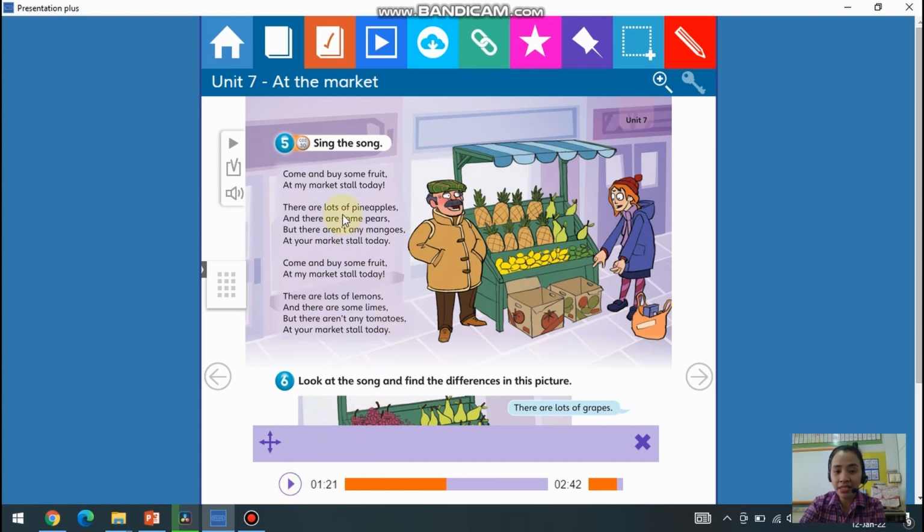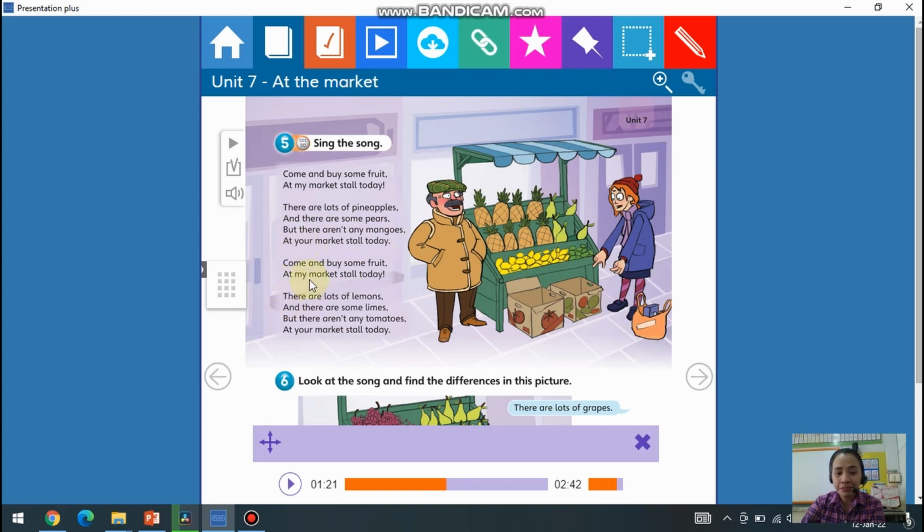Okay, so here it says, by looking at the picture here, we call this a stall. Okay, stall. And then there are lots of pineapples. So when you say lots, it means many. Okay, so there are lots of pineapples and there are some pears. So when you say some, it's not too much. Okay, it's that there are few pears, but there aren't any mangoes. So look at the mango. You cannot see any mango. There's no mango. So there aren't any mangoes.